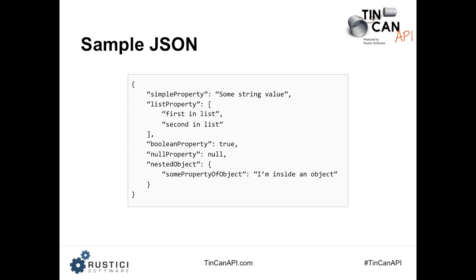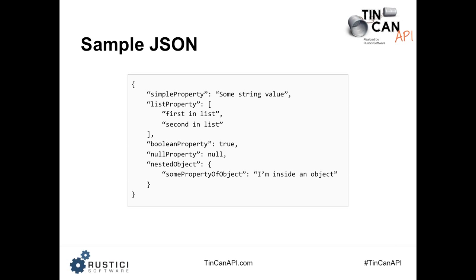Some example JSON. This is a simple object, so we see a set of braces at the top level, followed by a set of key value pairs. In the first case, we have a simple property that is a string, and its value is a string as well. Following that, we have a list property that takes an array as a value with 2 strings inside of it. Then we have a Boolean property, a null property, and then a nested object.